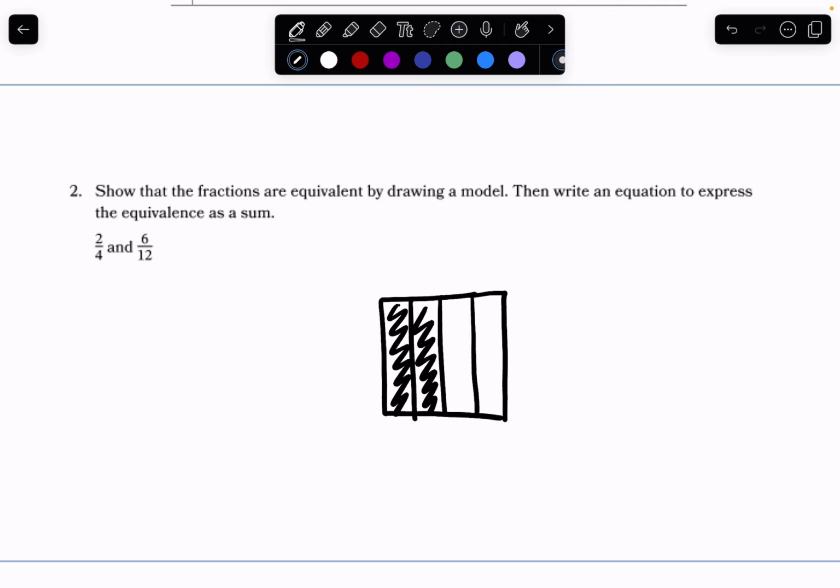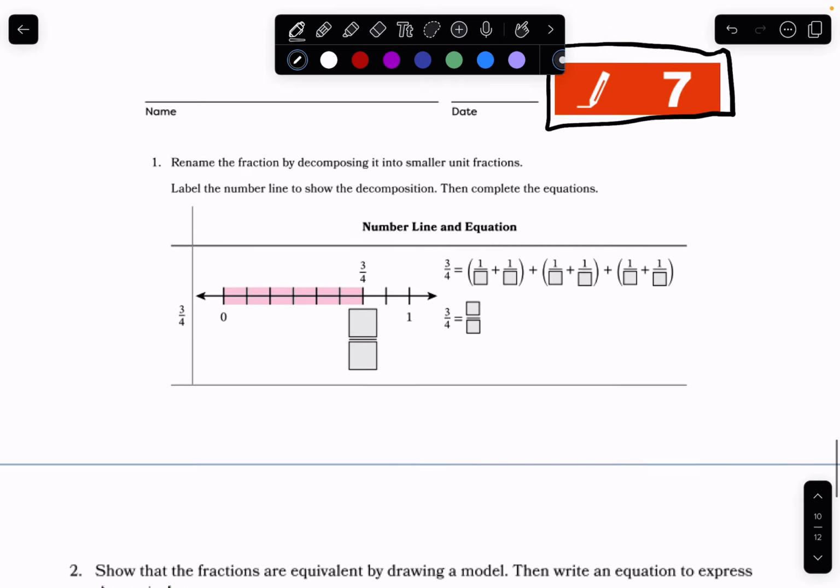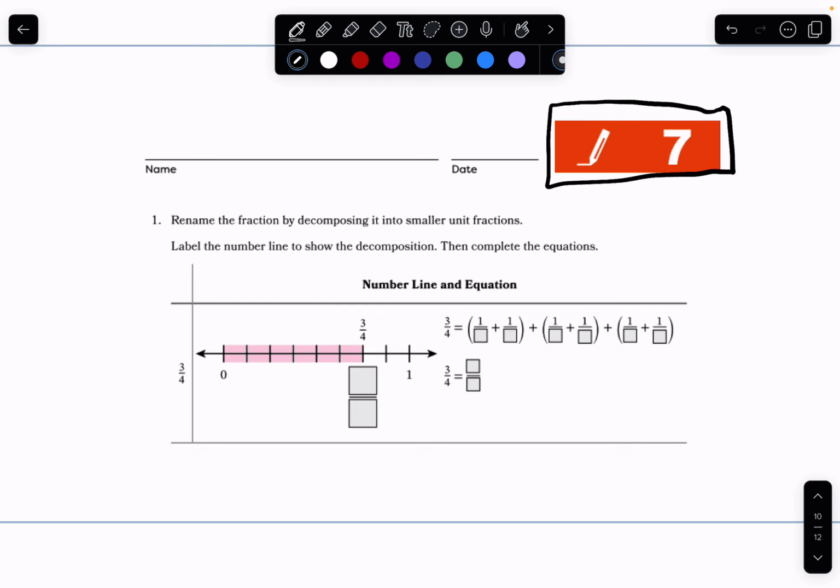Okay, I hope that you did your best to see if you could complete the work in the apply book. Now, let's check it. Question 1 says rename the fraction by decomposing it into smaller fractions. Label the number line to show decomposition. Then complete the equations. All right. We're using the fraction 3/4 here.